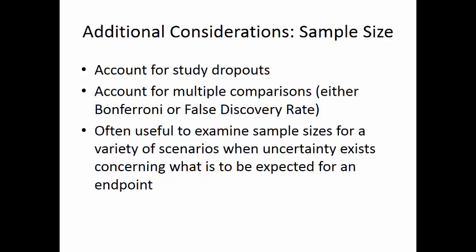Some of the other things that we need to include in any sample size calculation: accounting for study dropouts, accounting for multiple comparisons, and often it's useful to evaluate the sample size and power situation over a variety of scenarios to show that even if maybe some of your assumptions aren't exactly true, you'll still have decent power within the range of likely values for your effect size and your variability.